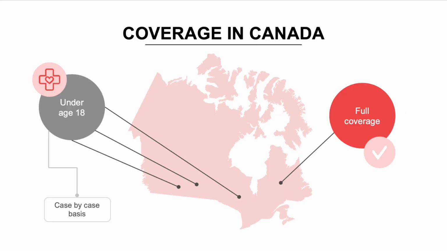While costs may appear astronomically high, in Canada, Spinraza is only covered for SMA patients in 4 provinces. Quebec provides coverage for all patients, while in Ontario, Alberta, and Saskatchewan, automatic coverage is only provided for SMA patients under the age of 18. However, patients in the latter 3 provinces can apply for coverage on a case-by-case basis.